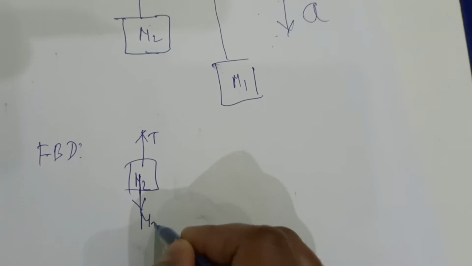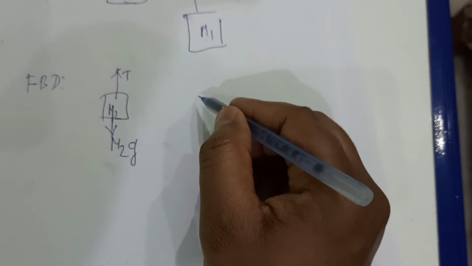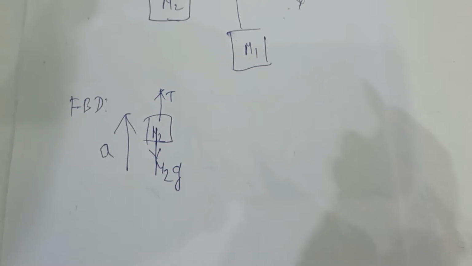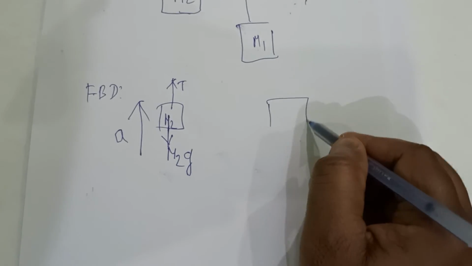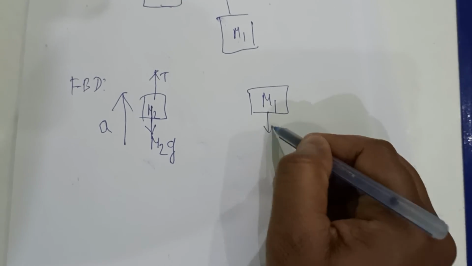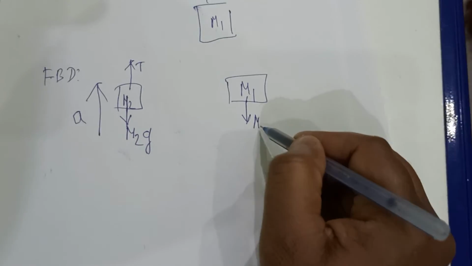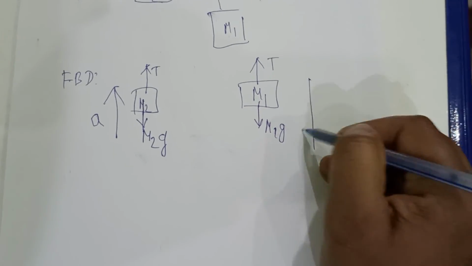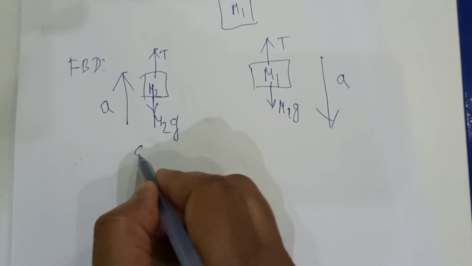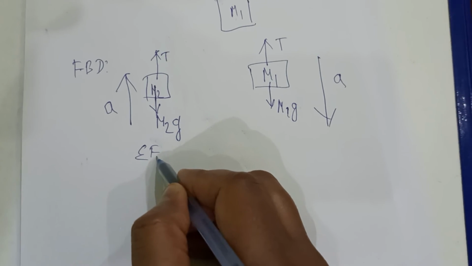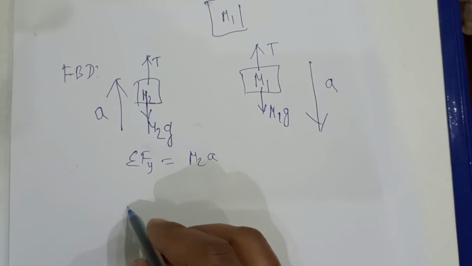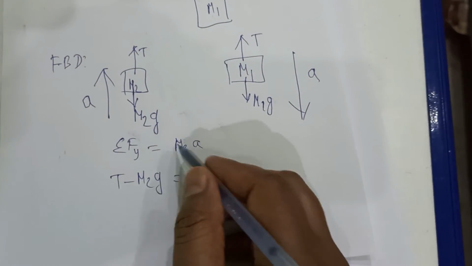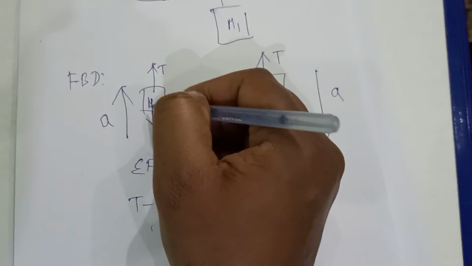The weight is m2g. Only these two forces, and this system is moving with acceleration a. Here this is m1, and obviously the downward weight is m1g, and the tension is T. This is also moving with acceleration a. So applying Newton's second law, sigma Fy should be equal to m2a. So this is T minus m2g equals m2a. This is the upward direction. I have taken upward as positive and downward as negative.